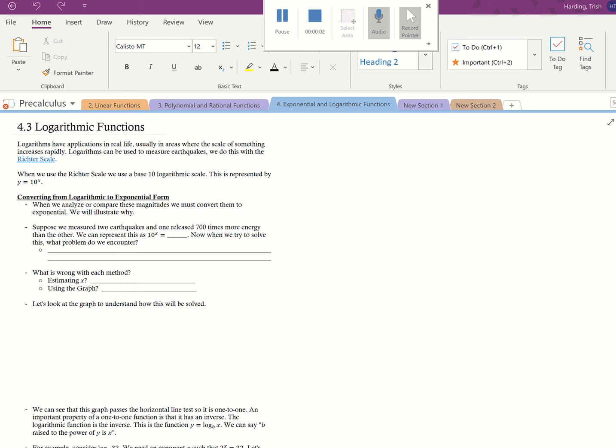Welcome. This is Chapter 4, Section 3, Logarithmic Functions. So logarithmic functions have applications in real life.